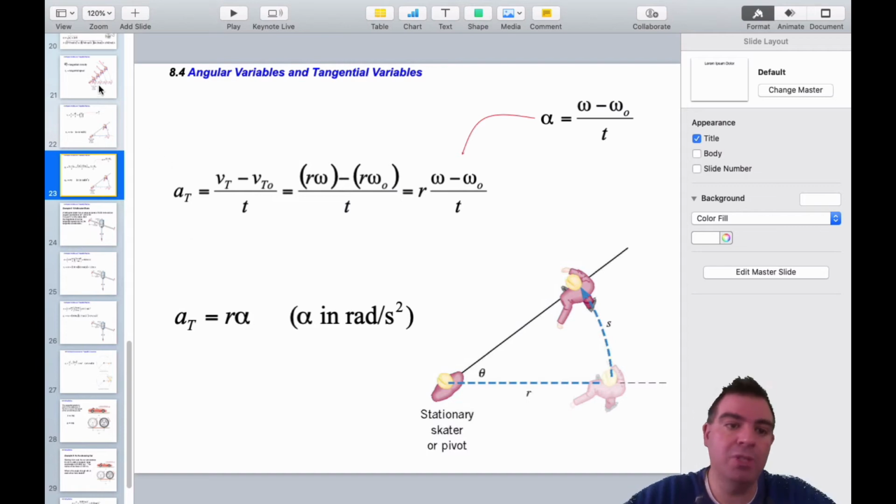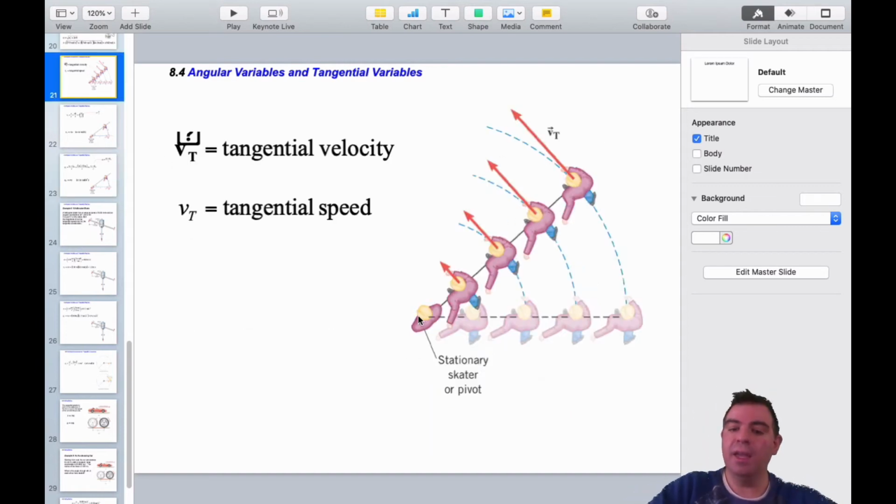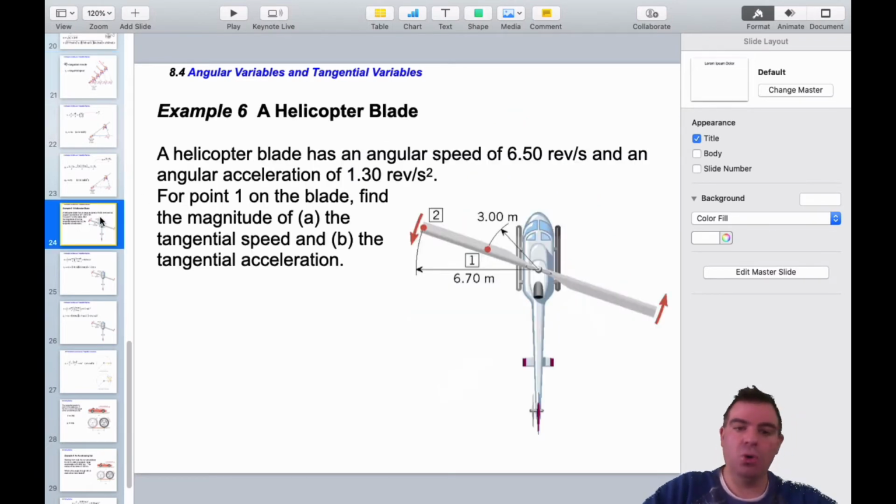Because, as we saw in our initial picture, the tangential velocity is dependent on the distance from this central location. Once again, the angular velocity is the same, but tangential velocity changes according to the radius. So let's go into our first problem.